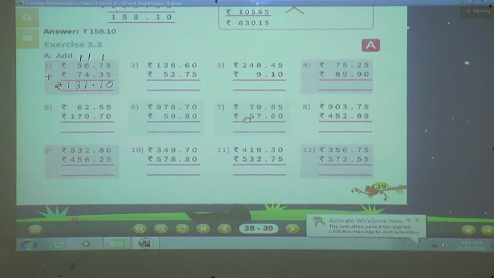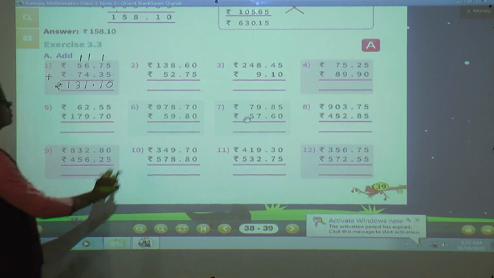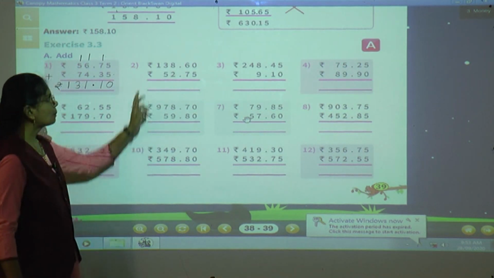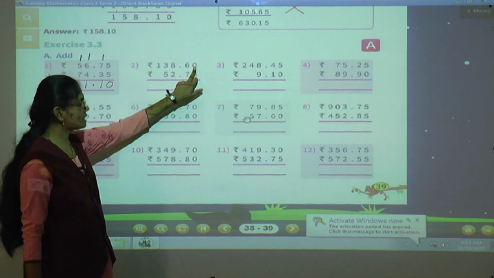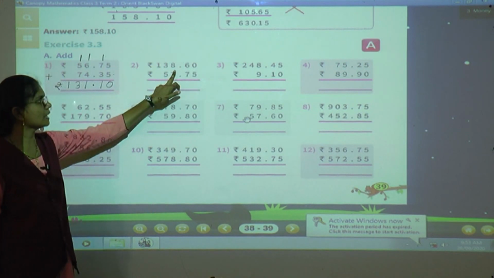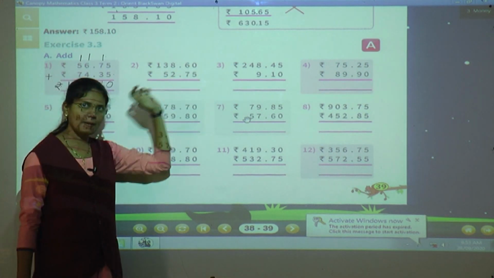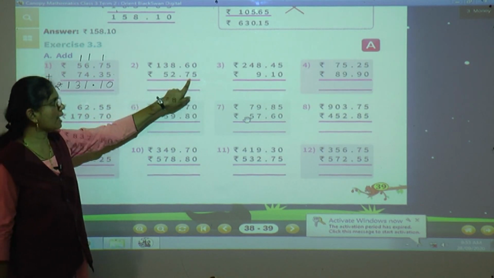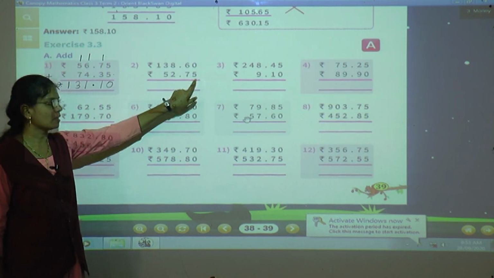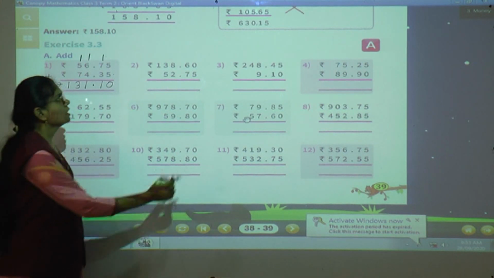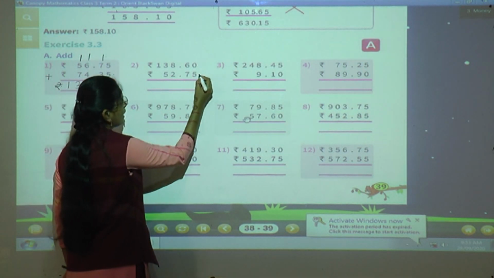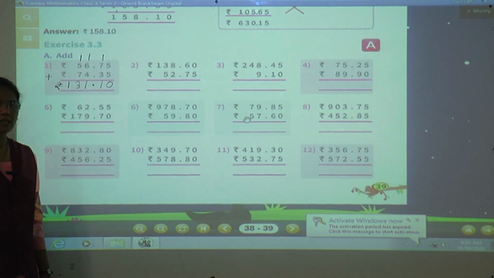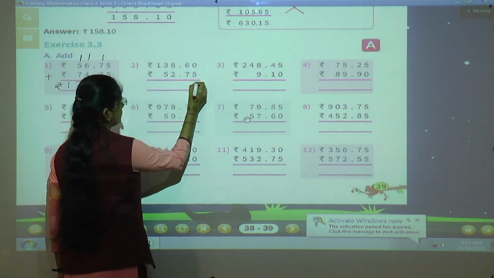Question number 2. Sorry, example number 2. See, read the numbers. Rupees 138.60 means rupees 138 and 60 paise, and the other value is rupees 52 and 75 paise. Now start from the paise. Here in the first number 0 and here 5 is there. So 0 plus 5, 5.